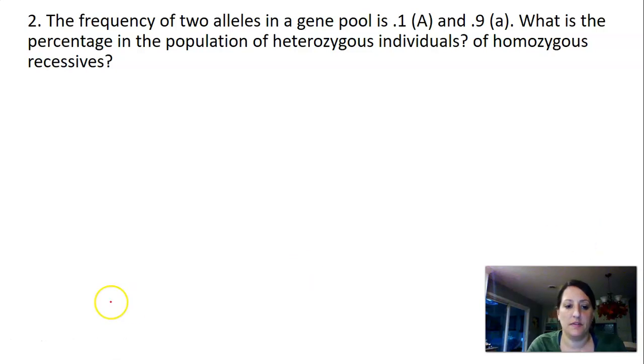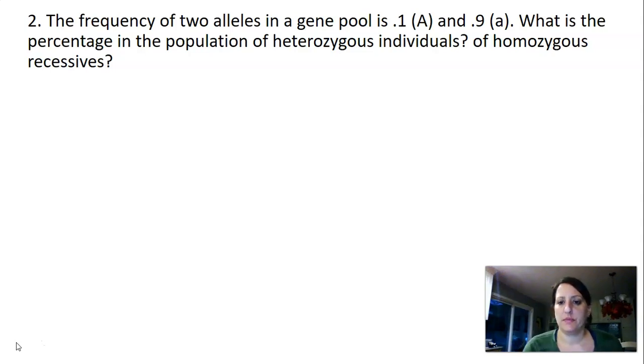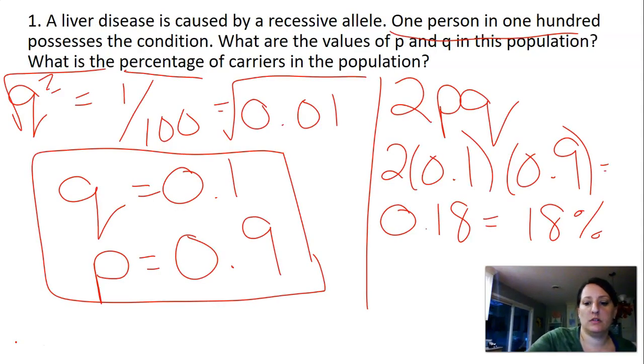Okay. Moving on to the second question. This says the frequency of alleles in a gene pool is 0.1 for capital letter A, that's the dominant allele, and the frequency of the recessive allele is 0.9. So we have P and Q.